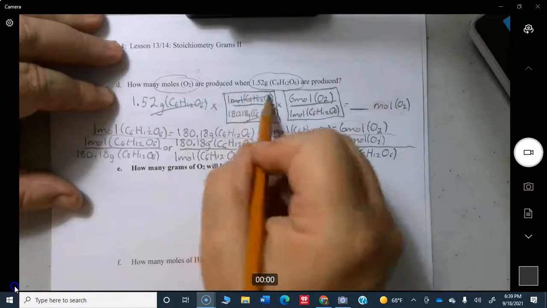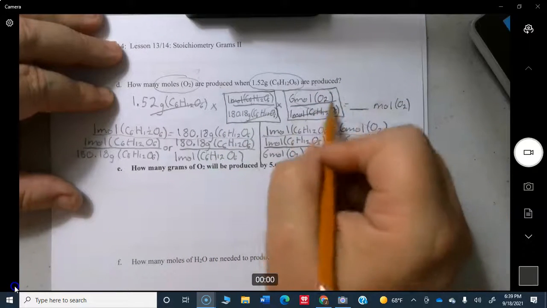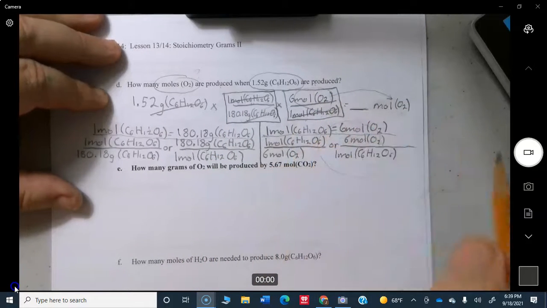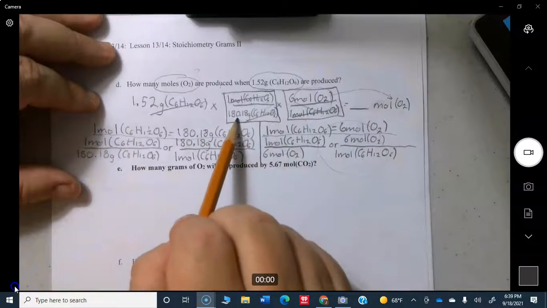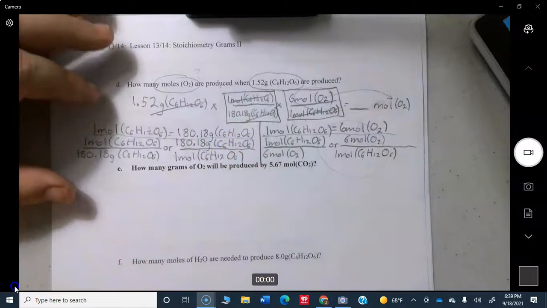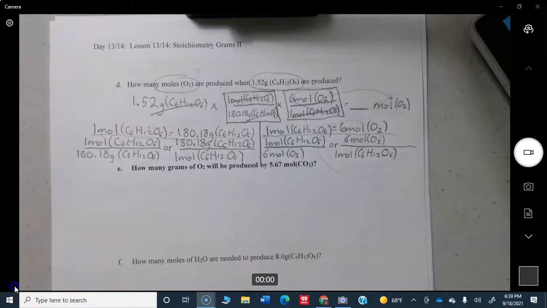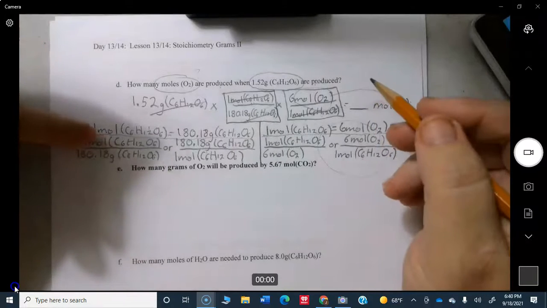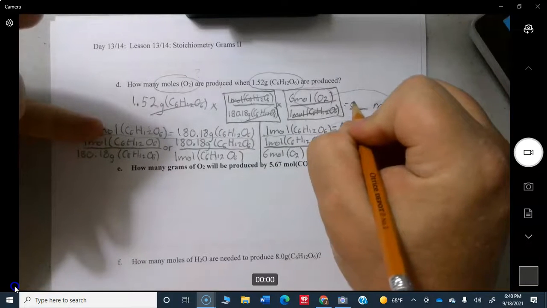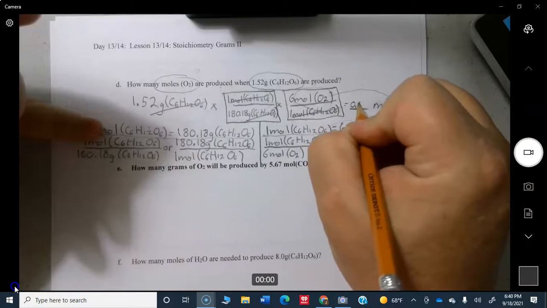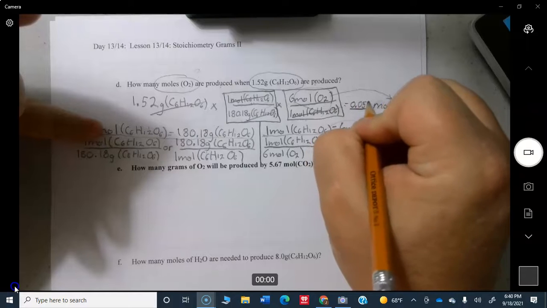Okay, so moles of sugar cancels with moles of sugar. Last man standing is moles of O2. So now we multiply 1.52 times 1 times 6 divided by 180.18 divided by 1. We'll go ahead and do that. And that's going to give us this. We can go to 3 significant figures. So what I get for that is 0.051.